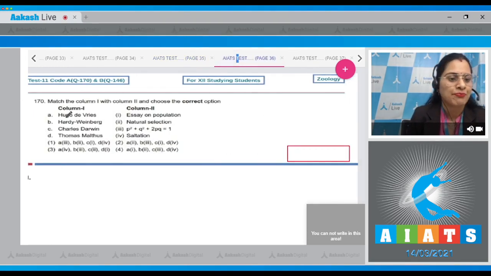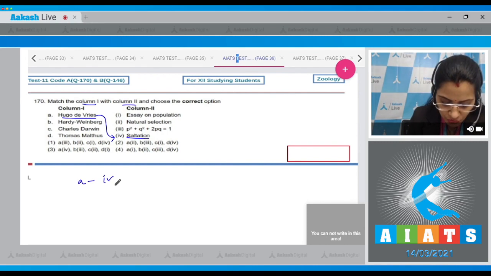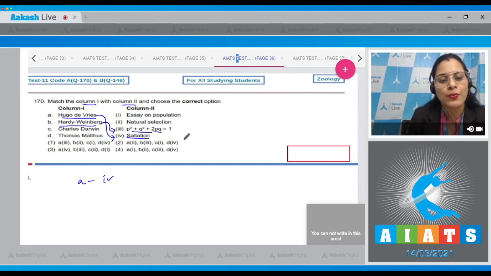Question number 170. Match the column 1 with column 2 and choose the correct option. In column 1, the very first option given is Hugo de Vries. Hugo de Vries proposed the term saltation, which are single large sudden directionless mutations. So A in column 1 matches with the fourth option in column 2. The next option in column 1 is Hardy-Weinberg. According to Hardy-Weinberg principle, p square plus q square plus 2pq equals to 1. So B matches with third option in column 2.